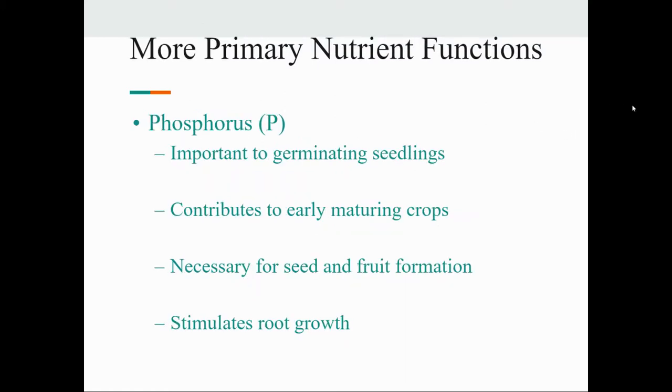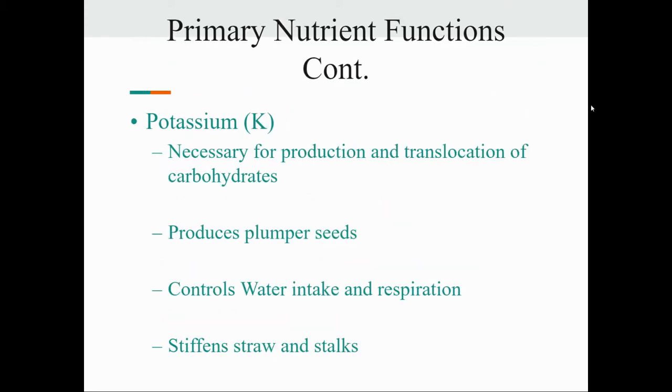Phosphorus. So it's important to germinating seedlings. It contributes to early maturing crops, and it is necessary for seed and fruit formation, and it stimulates root growth. Potassium is necessary for the production and translocation of carbohydrates. It produces plumper seeds or more full seeds, controls water intake and respiration, and stiffens straw and stalks. Okay, so it gives it that structure.